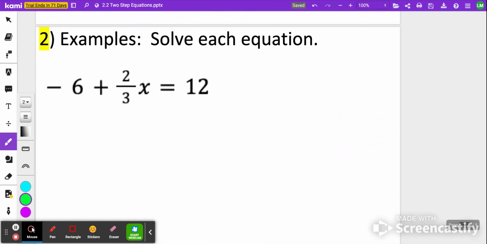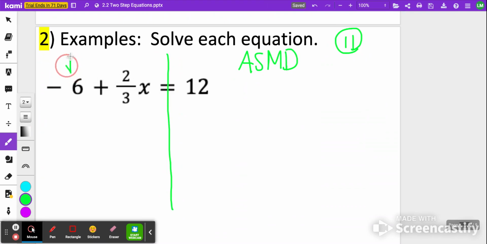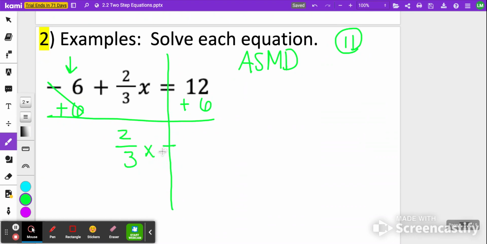Here's another example where we're going to try it. So let's go ahead and pause the video, copy it down, try it in your notes, and when you're ready, click play. Again, the first thing I'm going to look for is either adding or subtracting. I do see some adding, but it's being added to the 2/3 x, so really this one is kind of tricky. I'm looking for any positives or negatives also, and I notice that I have a -6. So to undo the -6, I'm going to add +6 to both sides. -6 and a +6 cancel out, so all that's left is 2/3 x, and then 12 plus 6 is equal to 18.